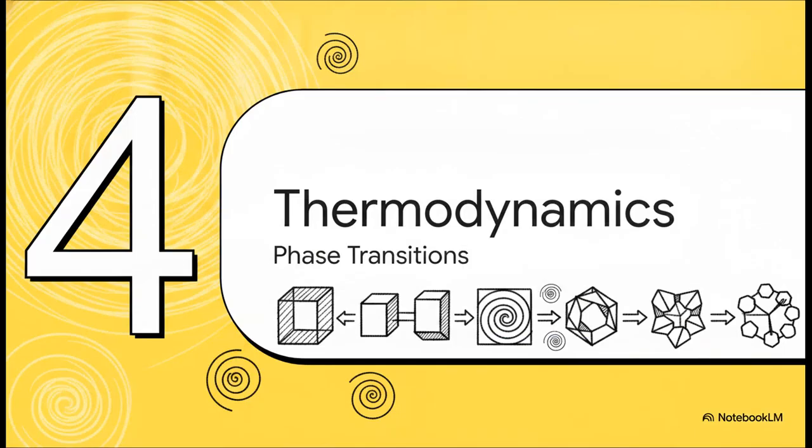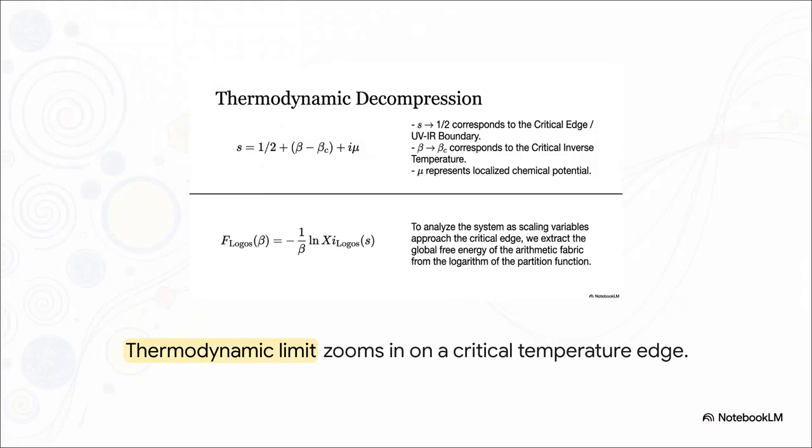Section 4, Thermodynamics and Phase Transitions. Next up, we need to push our mathematical object to a thermodynamic limit and see what happens to the physical structure. We do this by mapping our complex scaling variable, S, to inverse temperature, beta. In this equation, as S approaches 1/2, it corresponds precisely to reaching a critical inverse temperature edge.